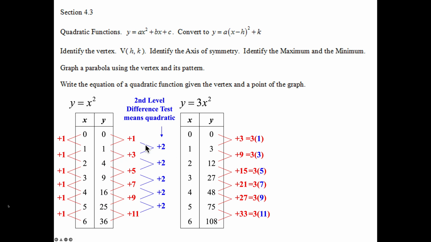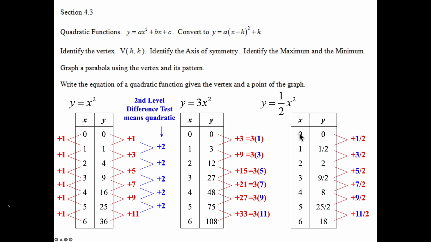So 1 times 3, 3. 4 times 3, 12. 9 times 3, 27. 16 times 3, 48. They're all a match. So if I take my pattern and multiply it by 3, I get the same numbers. So that's how we're using that transformation rule as part of our pattern. You can even have fractions.